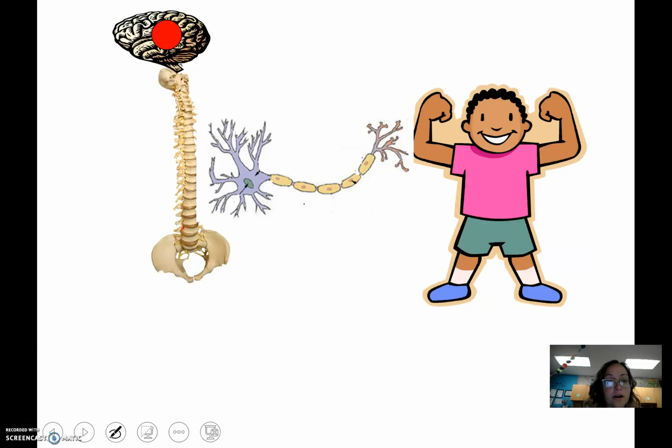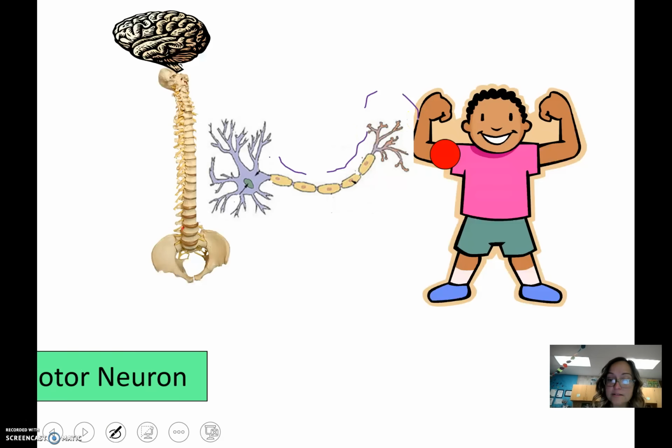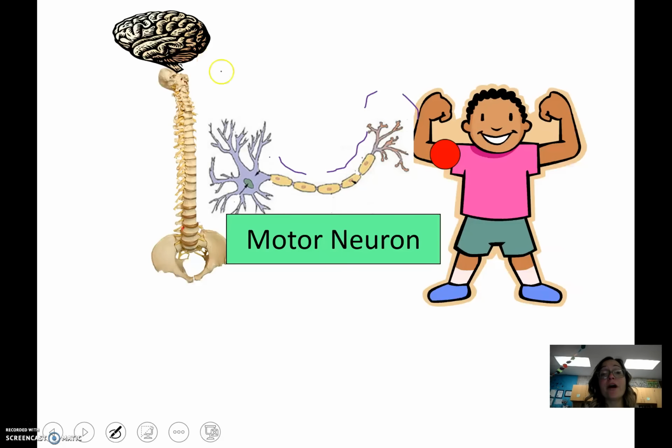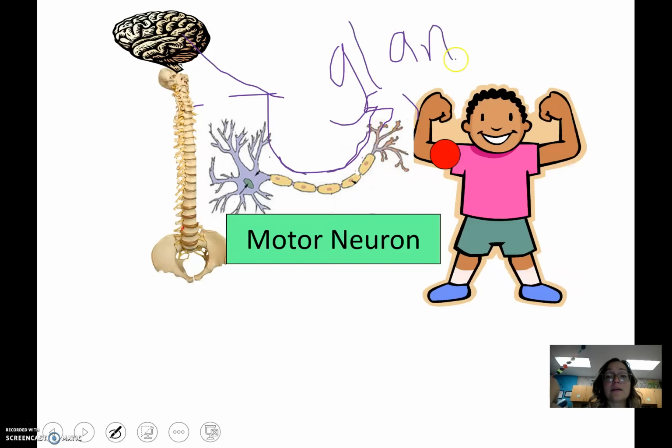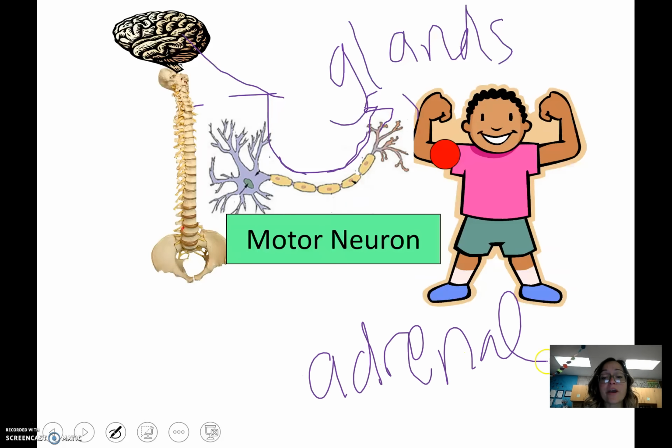Now, when you see motor neurons, the message enters through the dendrites, so the dendrites receive the information. The message travels down the axon and targets the muscle cells. So motor neurons take information from the brain and spinal cord and send it to the muscles or glands. If you remember our endocrine system, you have your adrenal glands that are used during the fight or flight response. And so your motor neuron can also very quickly send a message to your adrenal gland in times of stress. So motor neurons take information from the brain and spinal cord and send it to your muscles and your glands.